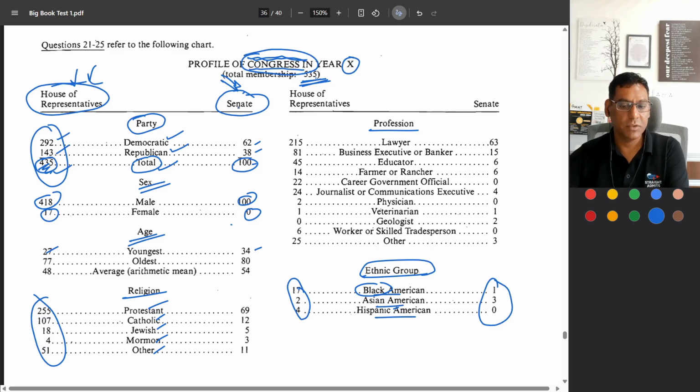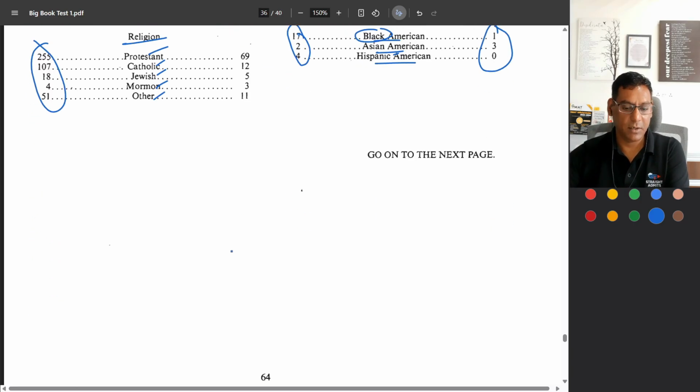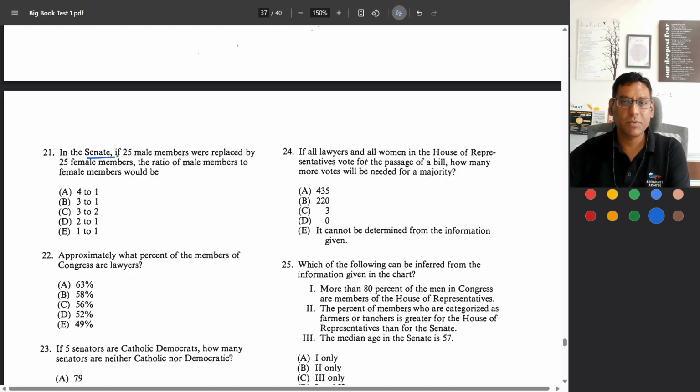Okay, don't confuse Senate as this overall thing. I'm only concerned about Senate now. These terms generally we are not very familiar with, so we need to be very careful. In the Senate, only the right hand side column I'm going to look at. If 25 male members were replaced by 25 female members, so male female Senate, I'm going to change 25 from one group to the other. The ratio of the male to female would be what?